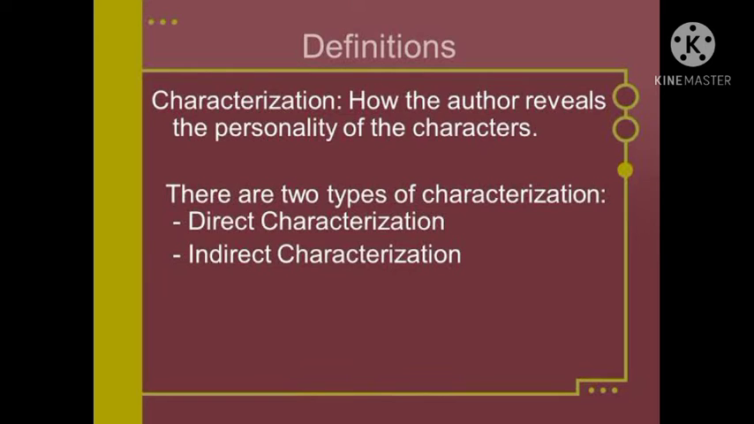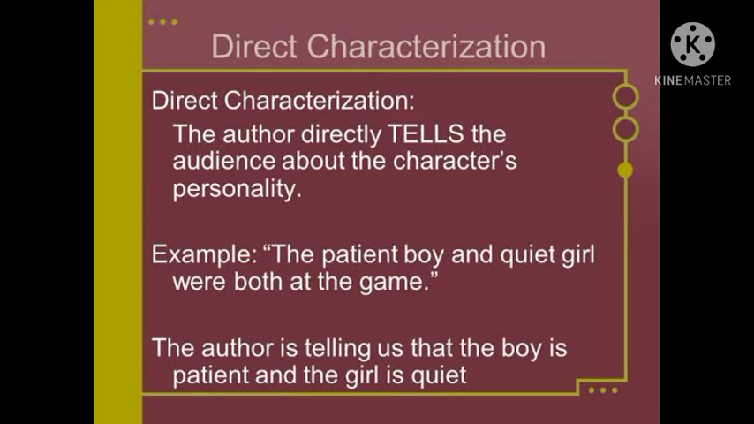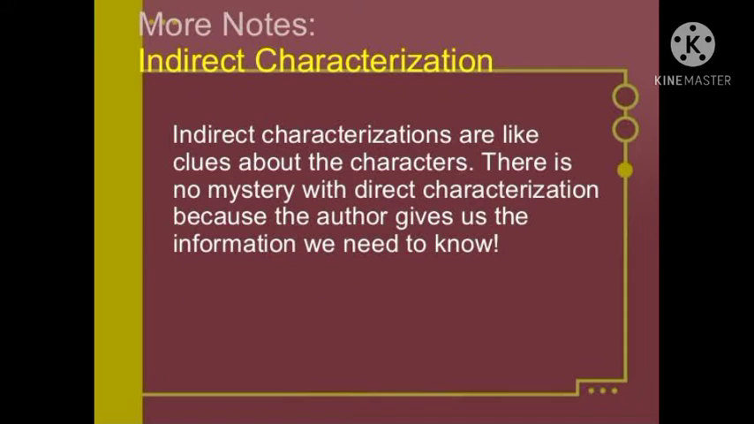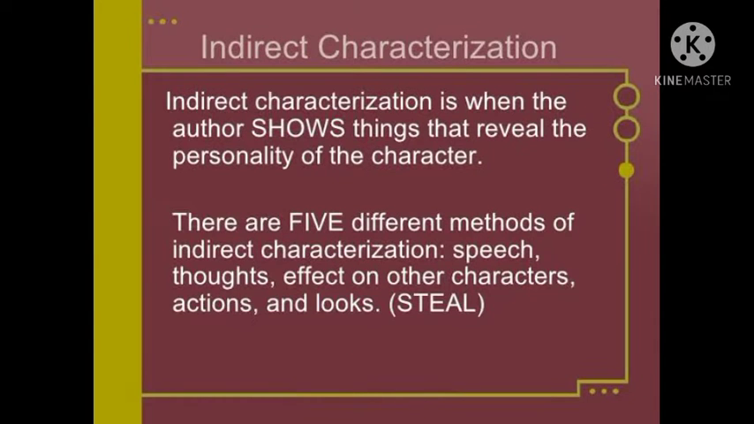Characterization is the process by which the writer reveals the personality of a character. Characterization is revealed through direct and indirect ways. Direct characterization tells the audience what the personality of the character is like, whereas indirect characterization reveals information about a character's personality through his words, thoughts, and actions, along with how other characters respond to that character, including what they think and say about him or her.